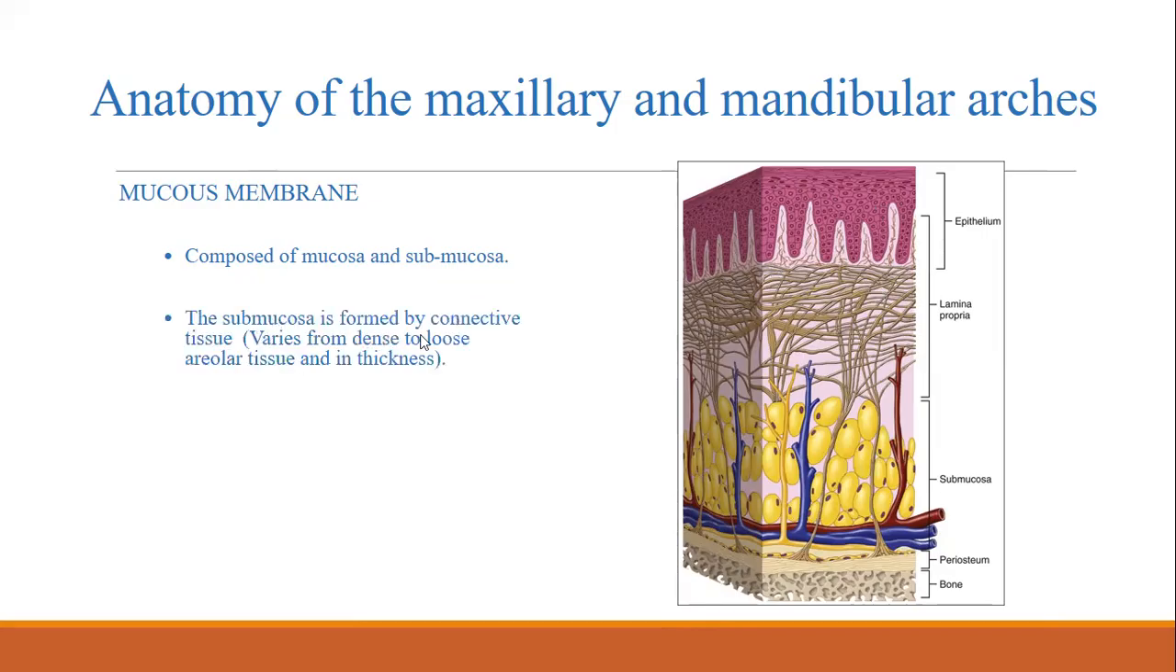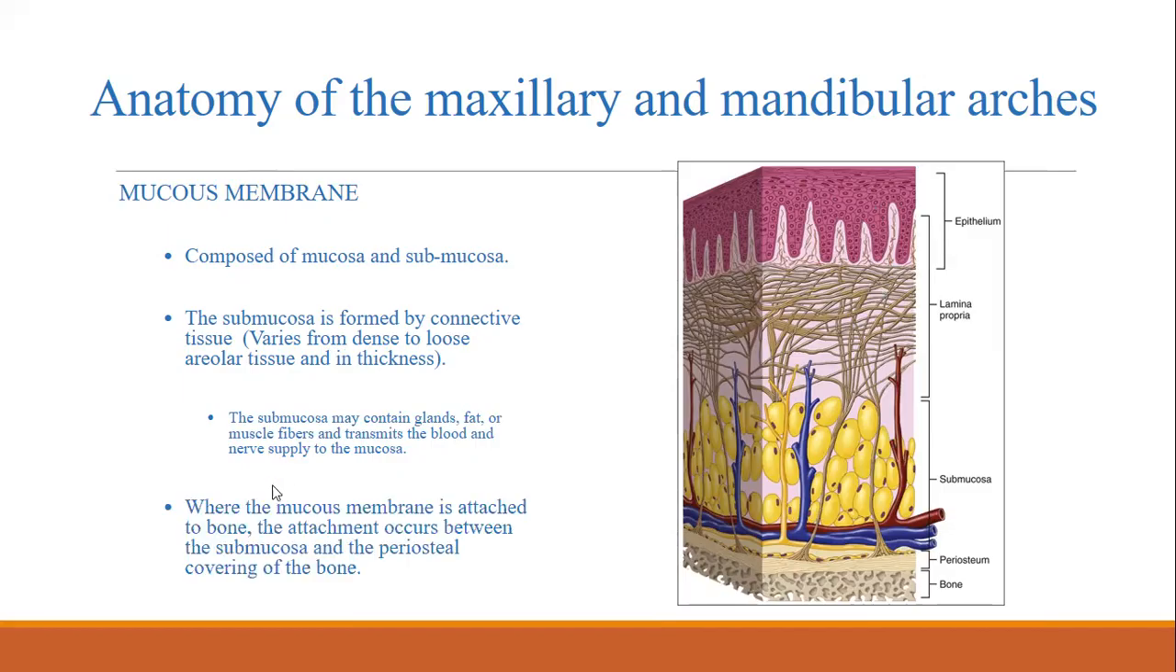The submucosa is formed by a connective tissue, varies from dense to loose areolar connective tissue. The submucosa may contain glands, fat, or muscle fibers and transmits the blood and nerve supply to the mucosa. Where the mucous membrane is attached to the bone, the attachment occurs between the submucosa and the periosteal covering the bone.